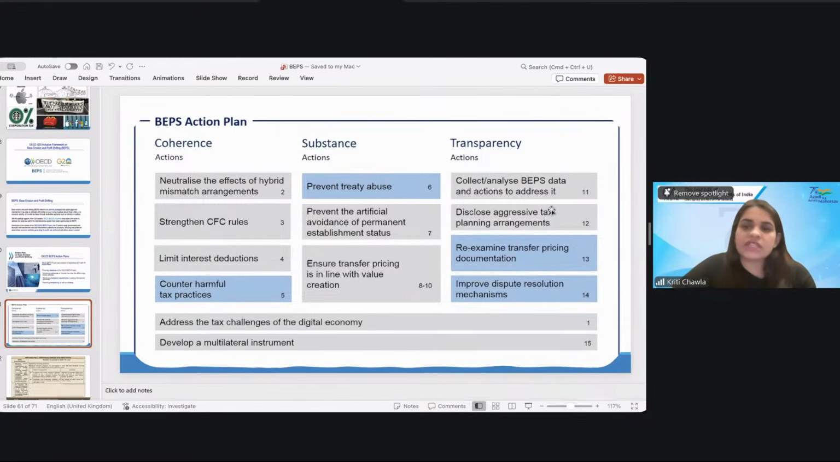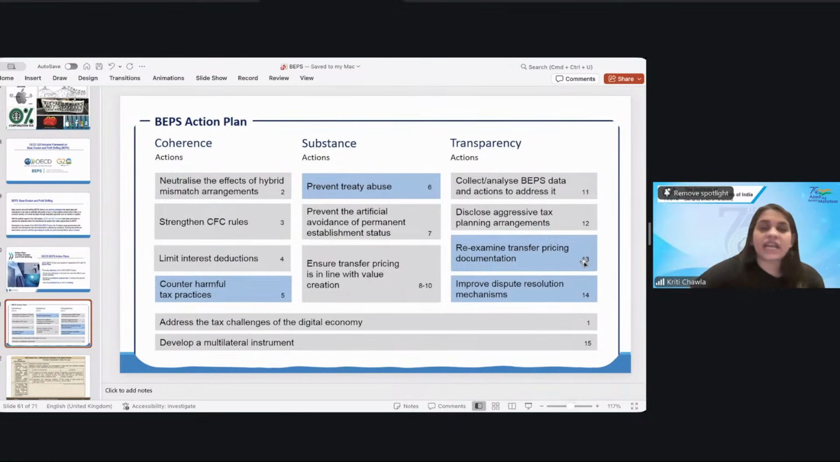12 is disclose aggressive tax planning arrangements. 13 is re-examining transfer pricing documentation. This is again something that we discussed yesterday, where they've come up with the three-tier documentation structure, like a local file, a master file, and a CBCR. And then finally, 14 was dispute resolution mechanism, improving that. And finally, 15 was to develop a multilateral instrument, MLI.